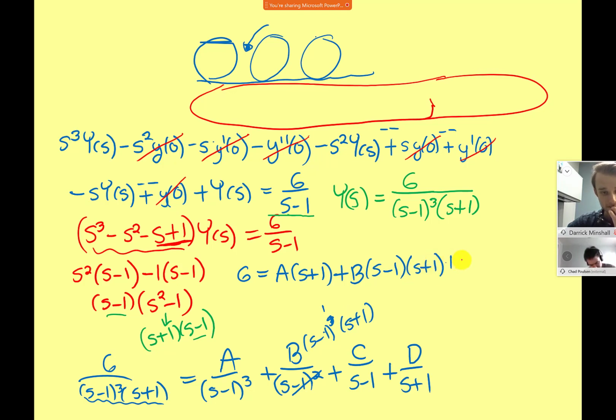Now on the c, if you did s minus 1 cubed s plus 1, that pen's annoying. I've got to do some troubleshooting today.